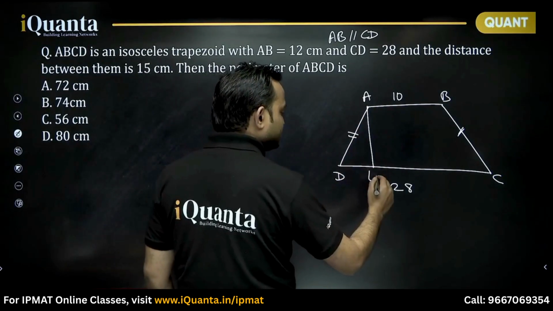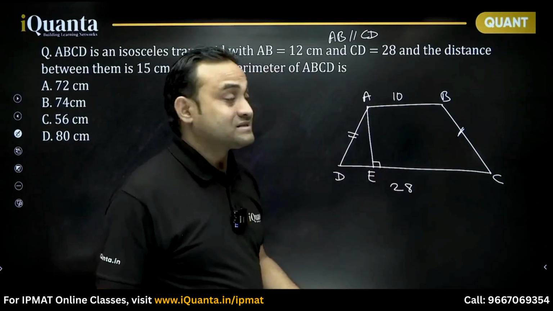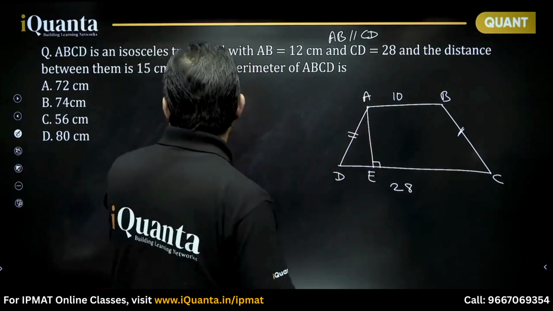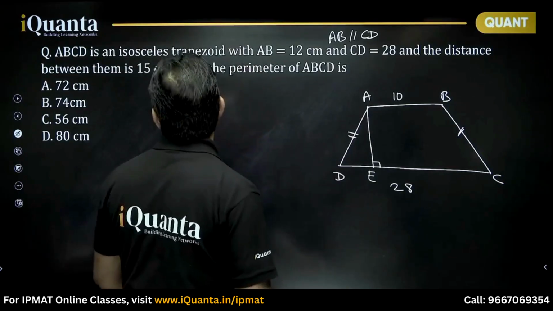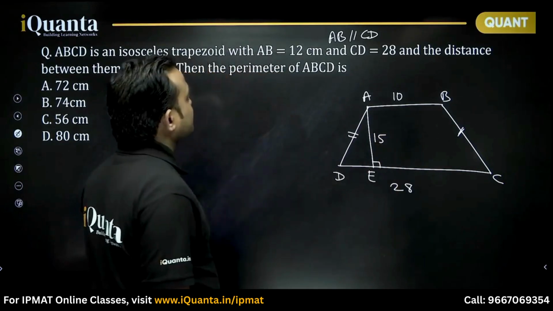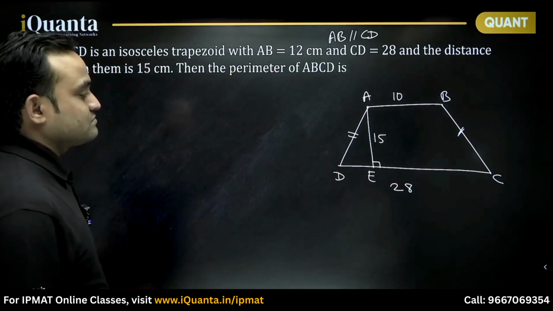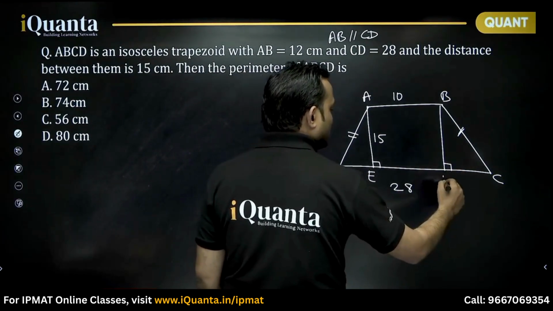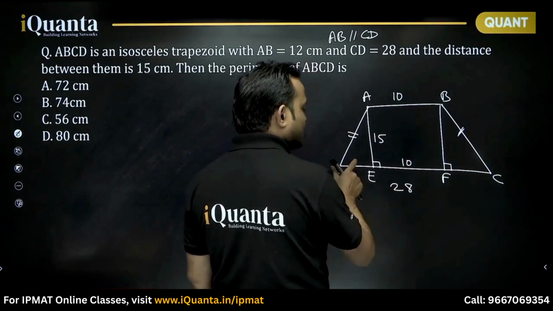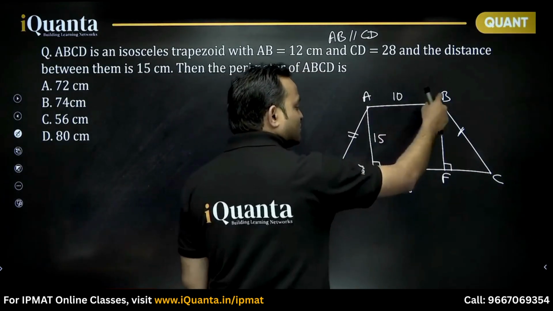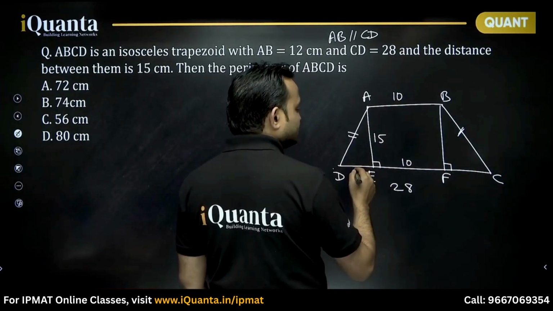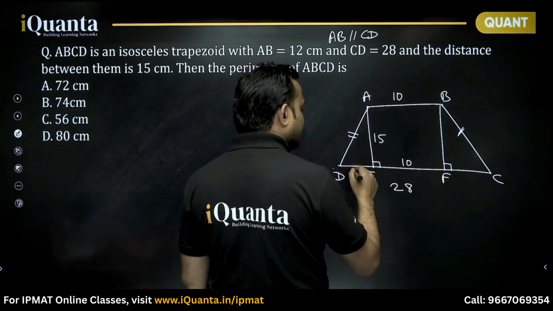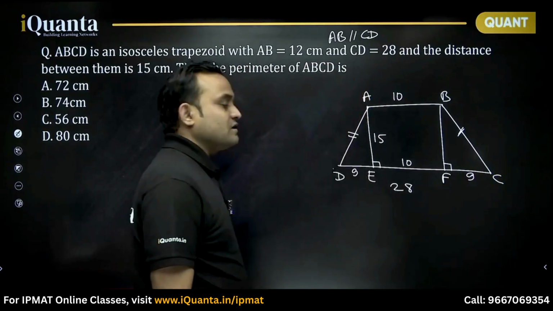The distance between them is 15 centimeter. This distance means the distance between two parallel sides, it's nothing but the perpendicular length. So this distance is given, which is 15. What we need to find? We need to find the perimeter. Now think about this. Again, we need to draw these two perpendicular lengths. So if this is 10, the rest two will be equally divided because AD is equal to BC. If this is 10, then 18 is left. So DE will be 9 as well as FC will be 9.